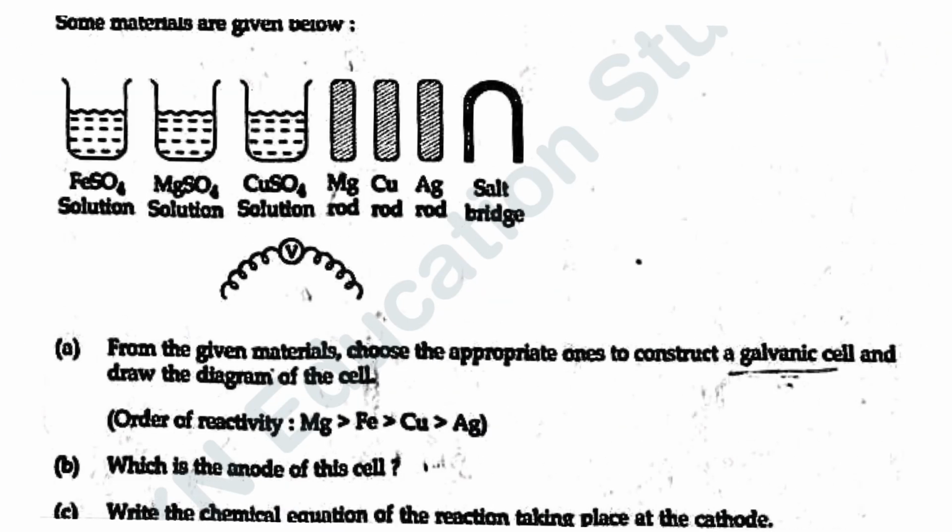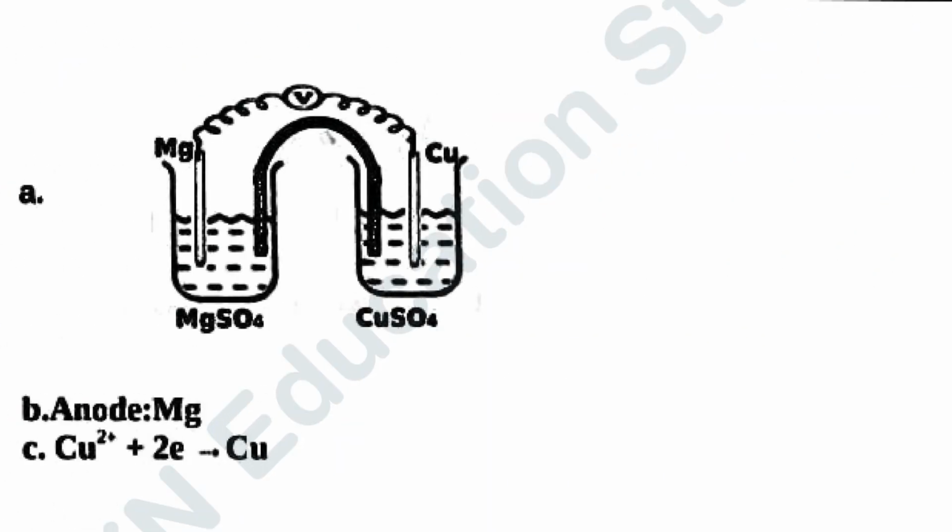Next question. Some materials are given below. FeSO4 solution, MgSO4 solution, CuSO4 solution, magnesium rod, copper rod, silver rod, and a salt bridge. From the given material, choose the appropriate ones to construct a galvanic cell and draw the diagram of the cell. Diagram is shown in the next slide. Next question. Which is the anode of this cell? And next question. Write the chemical equation of the reaction taking place at the cathode.